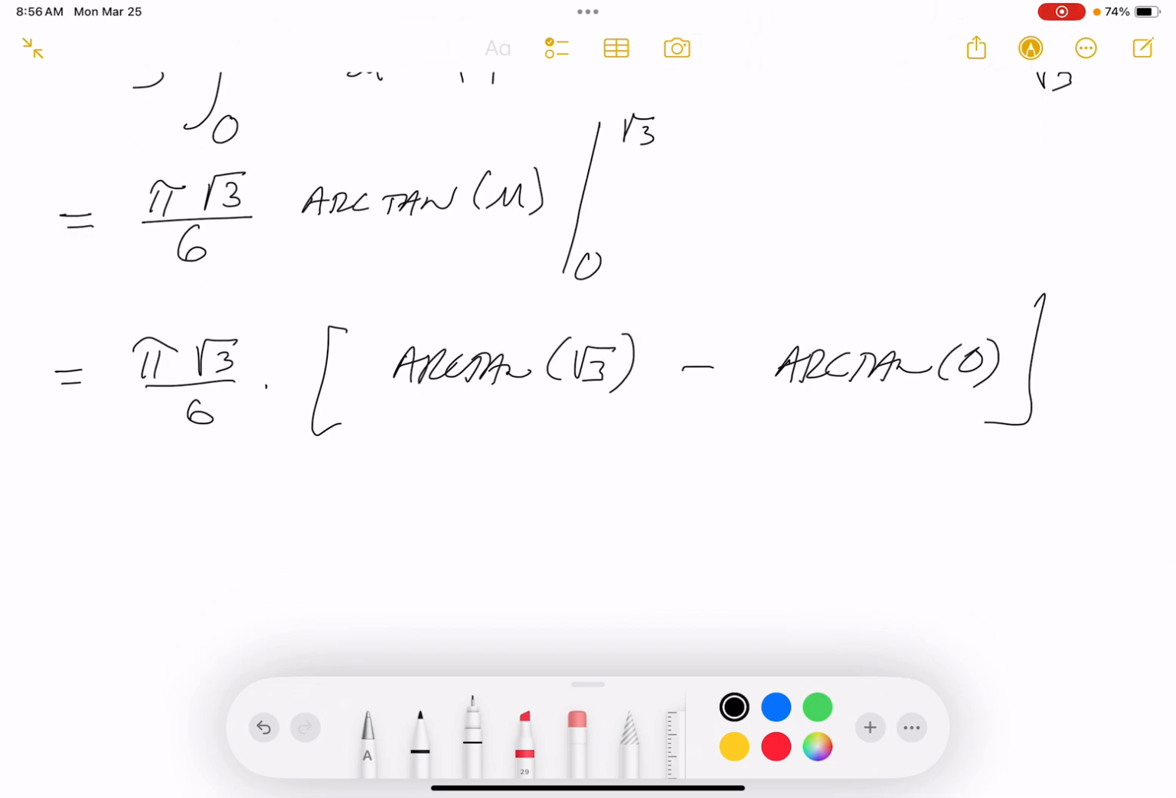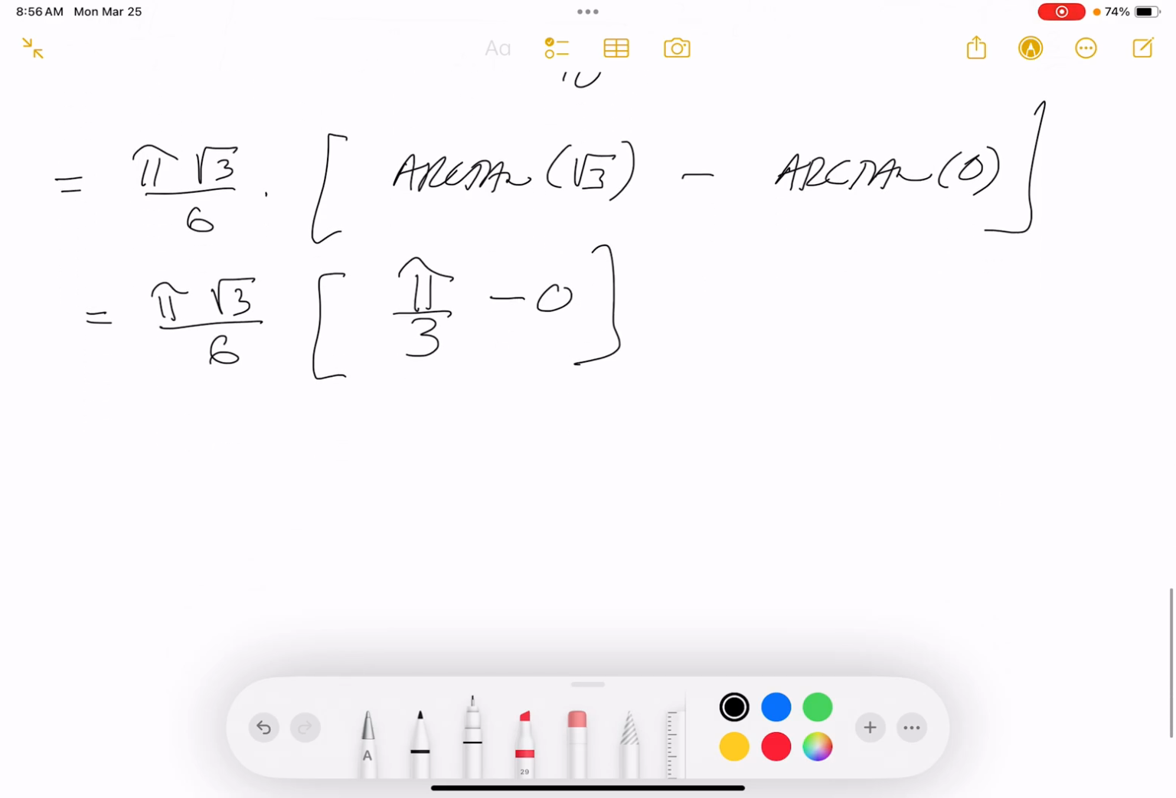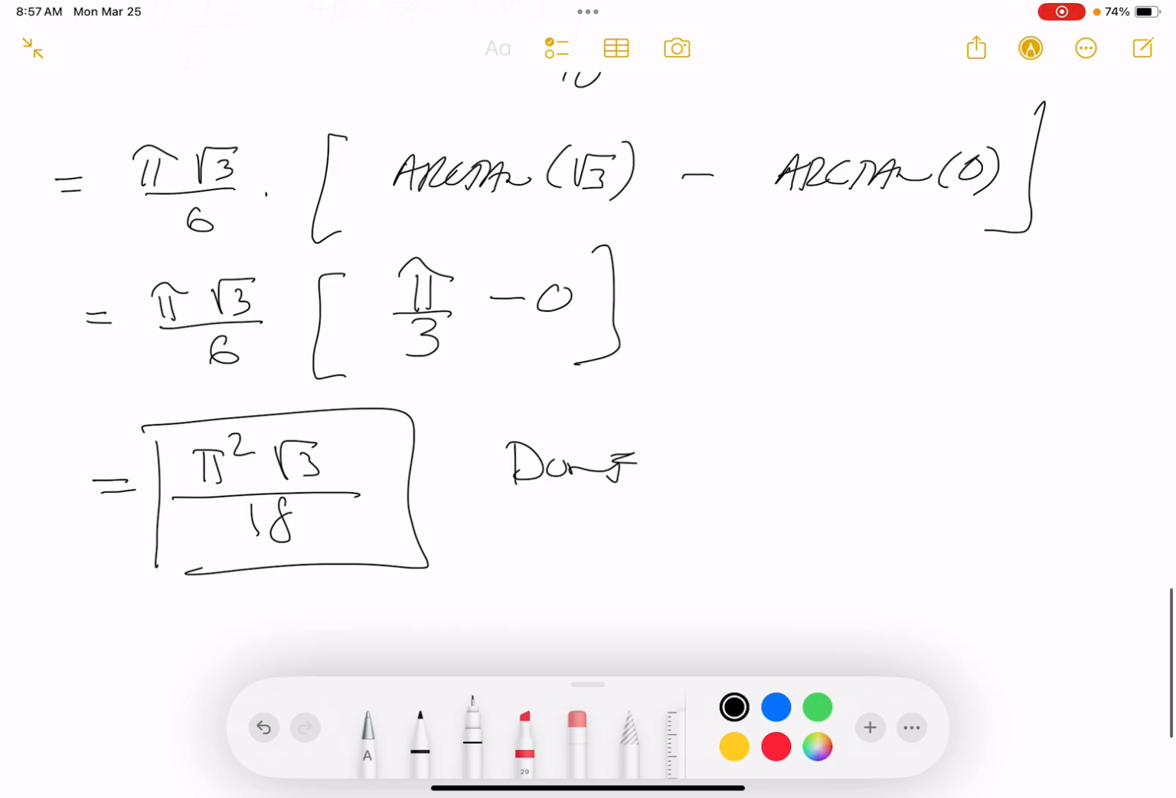Well, root 3 for arctangent would be pi over 3. So you get pi root 3 over 6 times pi over 3. Make sure of that. Yeah, that's right. Minus 0. So what do you get over here? Pi squared root 3 over 18. And we're done. Thank you.